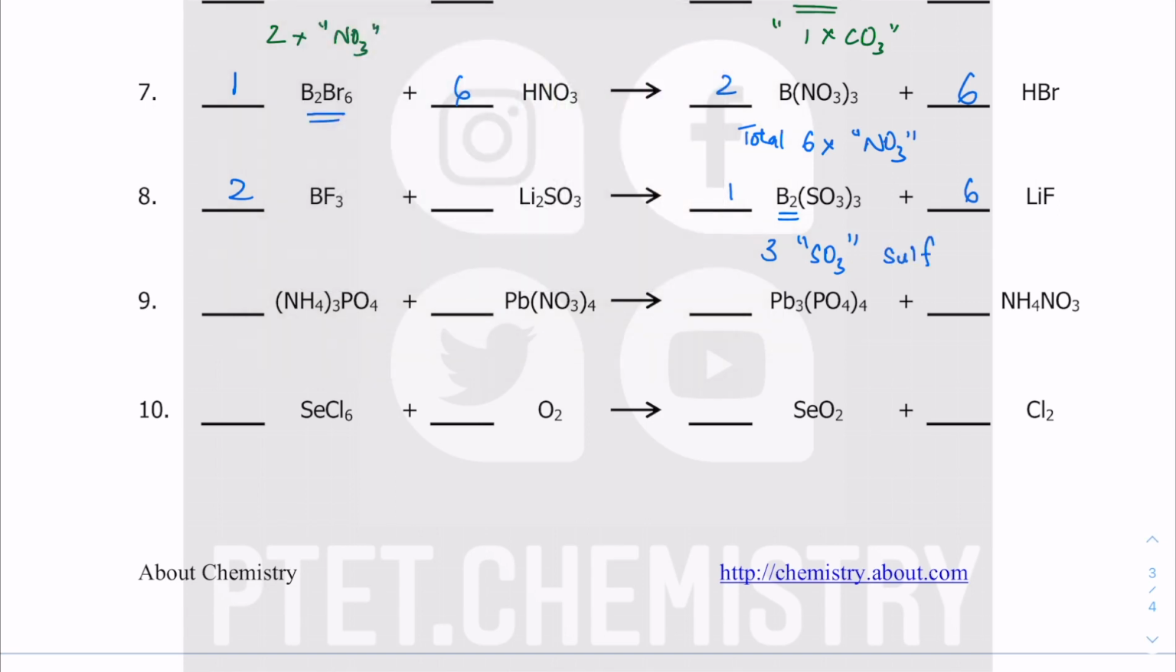This is not sulfate. This is sulfite. I told you in the table a couple of lecture tutorials ago. You've got to be aware of this kind of thing. The sulfite is the SO3 2 minus ion. The sulfate is the SO4 2 minus ion. I need 3 sulfite. I only have 1 SO3 unit here, so I need 3 in front. 3 times 2 is 6 lithium. 6 times 1 is 6 lithium. This equation is balanced.